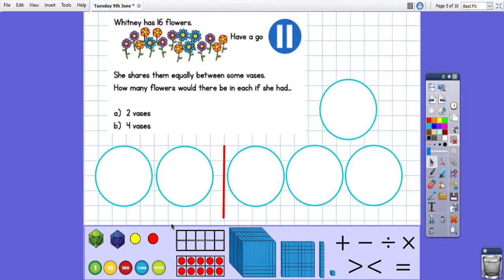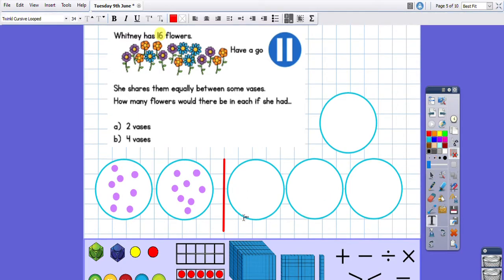So I'm going to use counters. In fact, no, I'm going to do my dots because it's easier. So, first of all, we know that she's got 16 flowers. So I am going to share 16 between my 2 vases, okay? 1, 2, 3, 4, 5, 6, 7, 8, 9, 10, 11, 12, 13, 14, 15, 16. So, we now need to work out how many are in each. 1, 2, 3, 4, 5, 6, 7, 8.